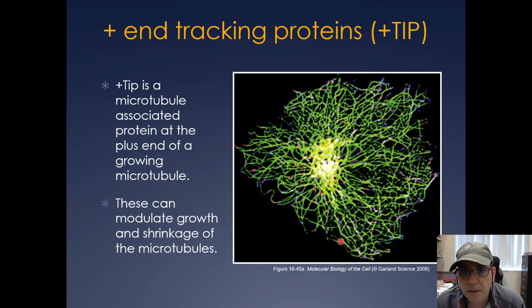There's also plus end tracking proteins, called plus tips. Okay, and these bind to the plus end of a growing microtubule. And these can help modulate the growth and the shrinkage of the microtubules. So if you look at this cell right here, you can see the plus tips are shown in blue and purple. They're actually stained in blue and red, and so some of them look purple due to the combination of both.